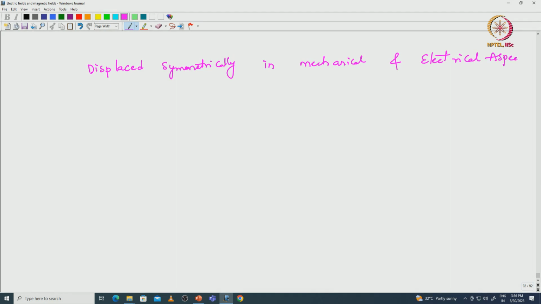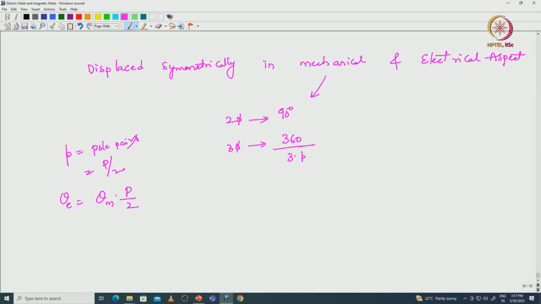With respect to the mechanical aspect, for example in a two phase system, the coils should be displaced by 90 degrees. For a three phase system, the coils should be displaced by 360 by 3 into pole pairs. Here p is the pole pairs, small p, or we can say P by 2, the number of poles by 2. The electrical angle theta E is equal to theta m into pole pairs.